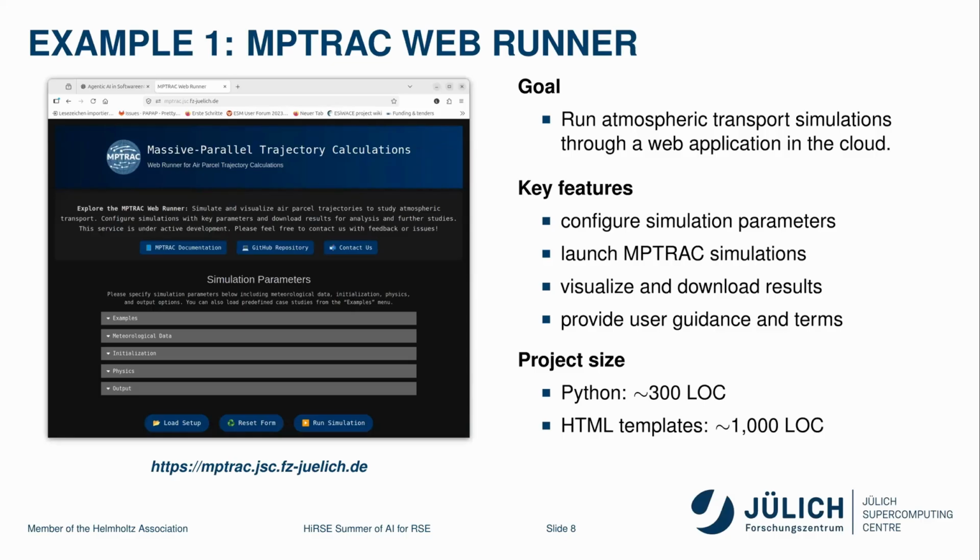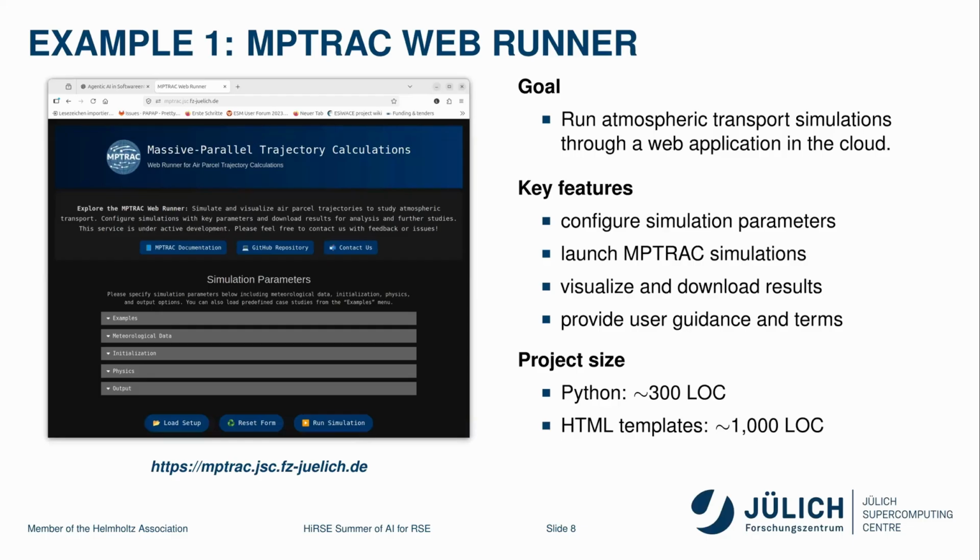So here the goal was to develop a web application for our atmospheric transport model MP-Track, which would then execute on a virtual machine in the cloud. Some key features of this tool are we wanted to be able to configure simulation parameters via the website. Then it should be able to launch the MP-Track simulations. We would be able to visualize and download the results, and it should provide user guidance and terms.